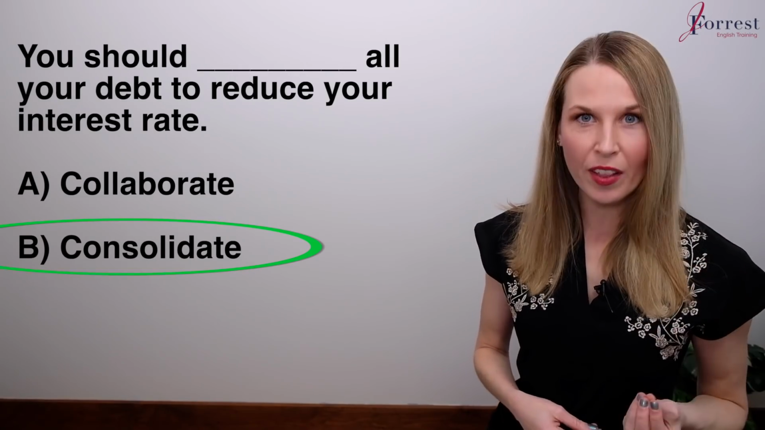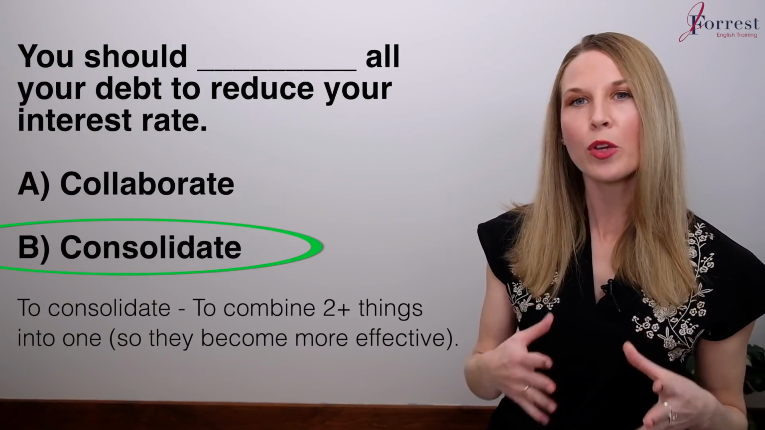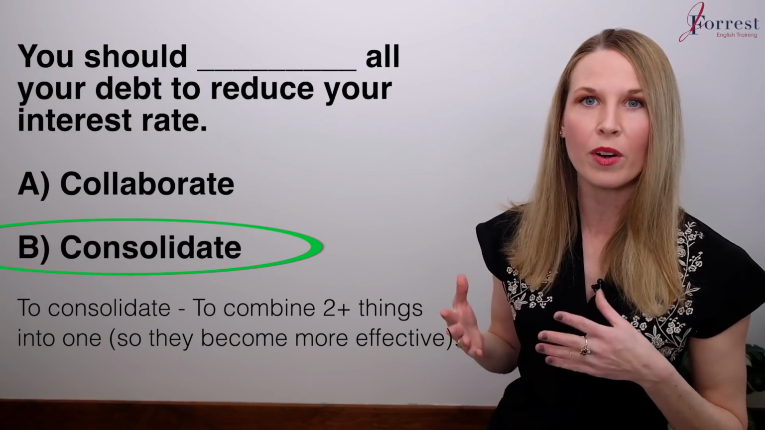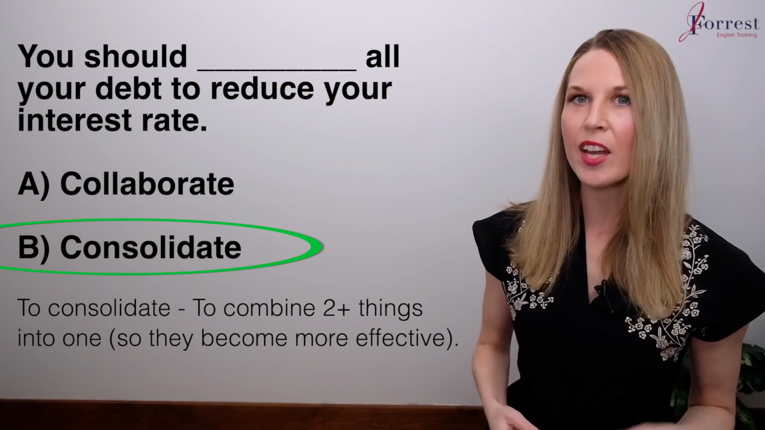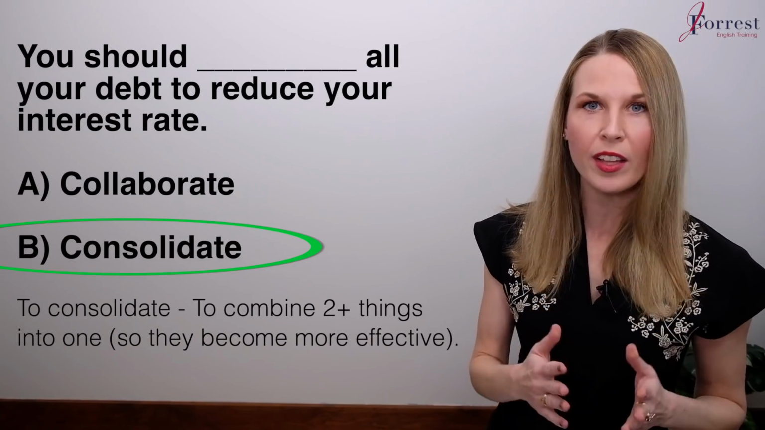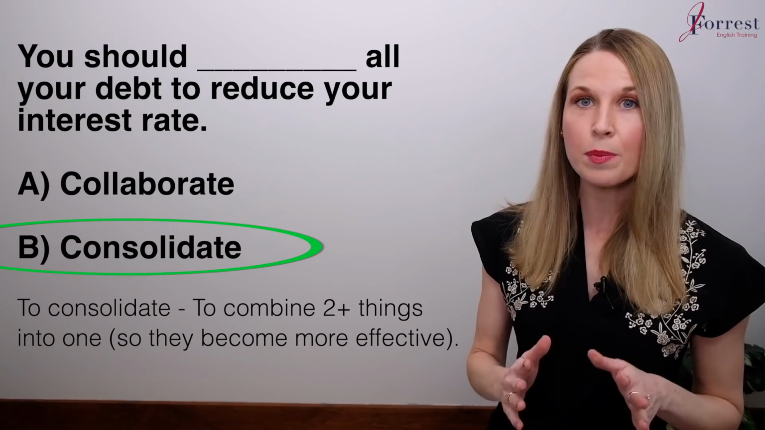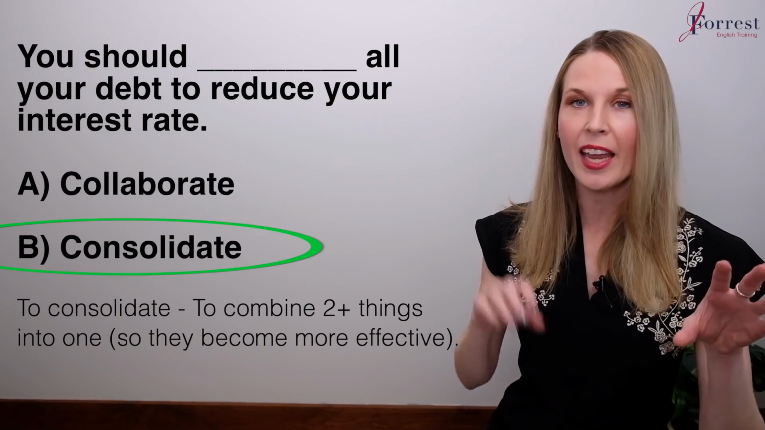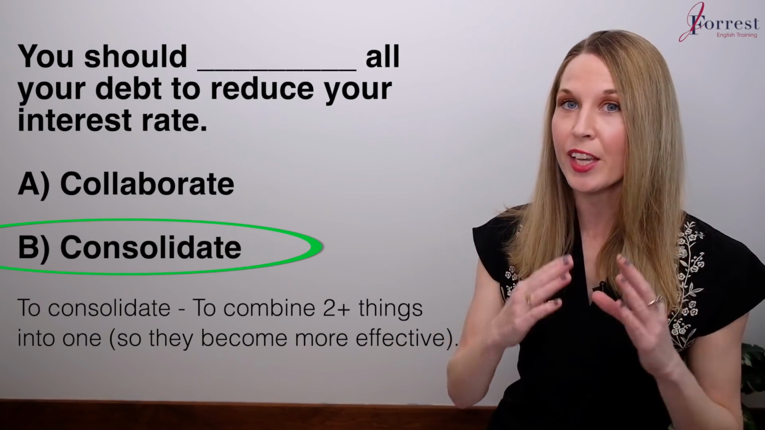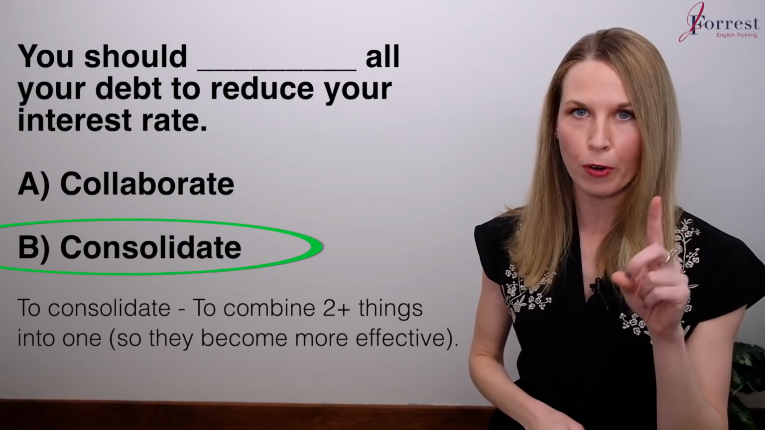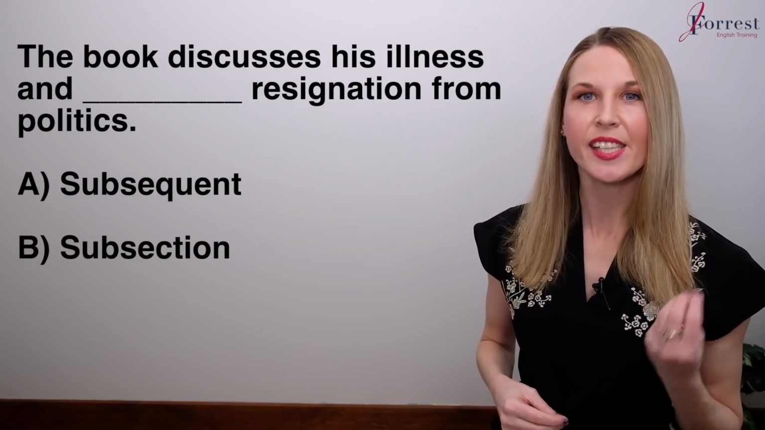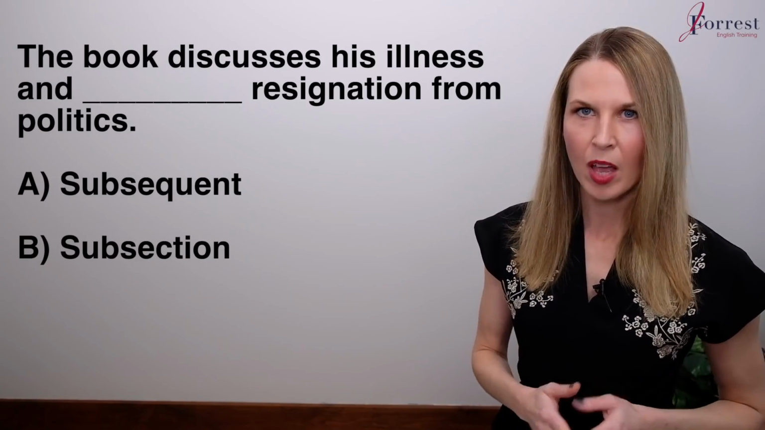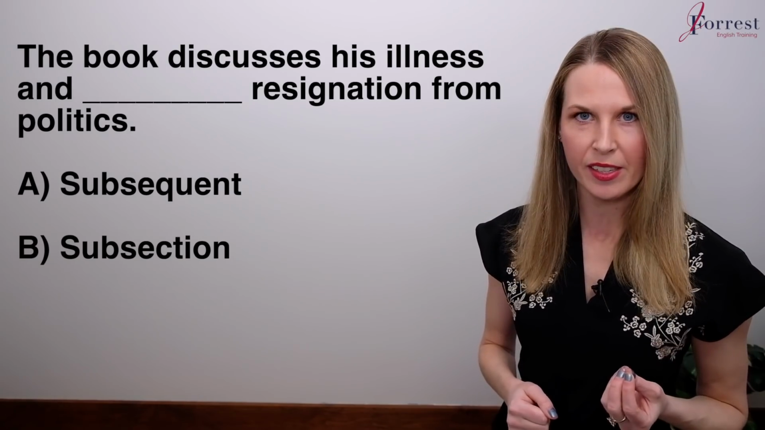B, consolidate. When you consolidate 2 or more things, it means you combine them together. So if I said the 2 firms consolidated last year, this means that last year there was firm A, firm B, but now because they consolidated, there's one firm. So the 2 become 1. Consolidate. Number 8, the book discusses his illness and resignation from politics.